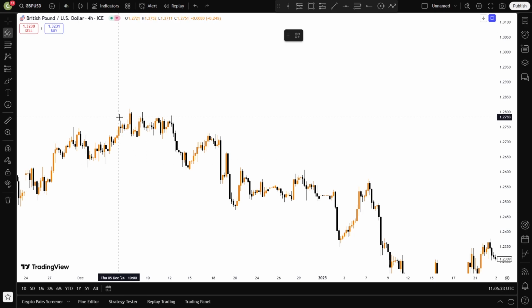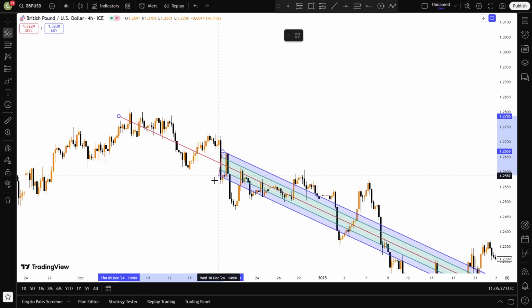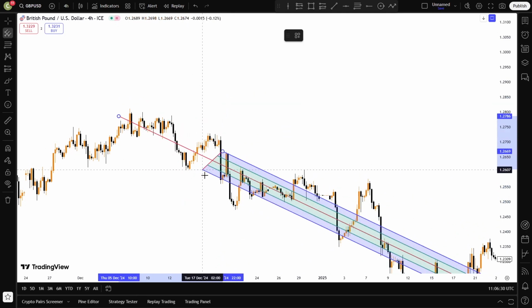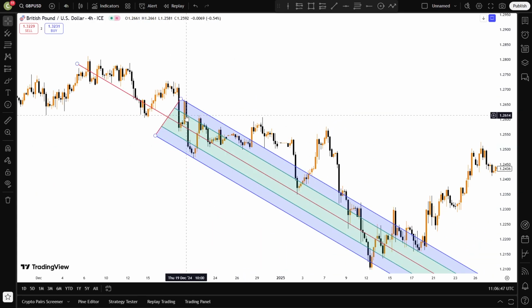As you can see on the screen, if I draw a line from one end to the other, I have the option to extend the line all the way to a side. And this one will help you to identify support and resistance in the trending market.